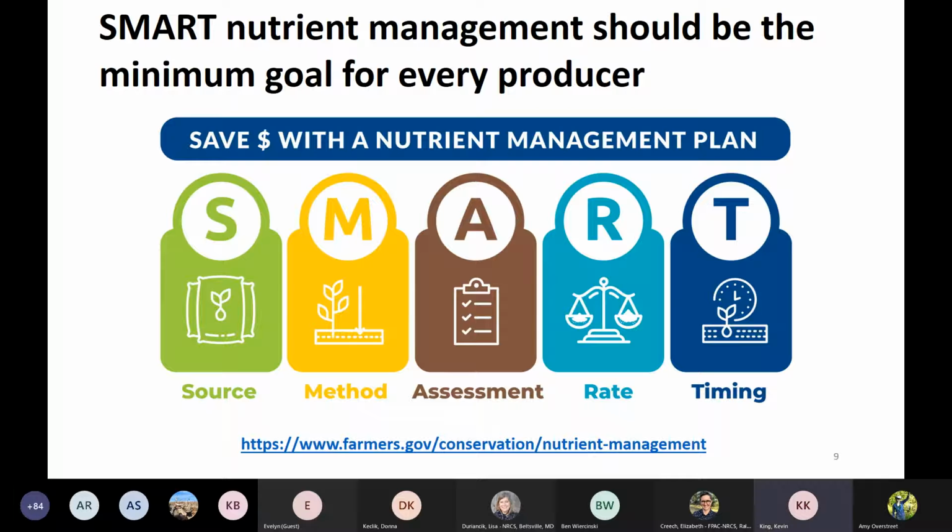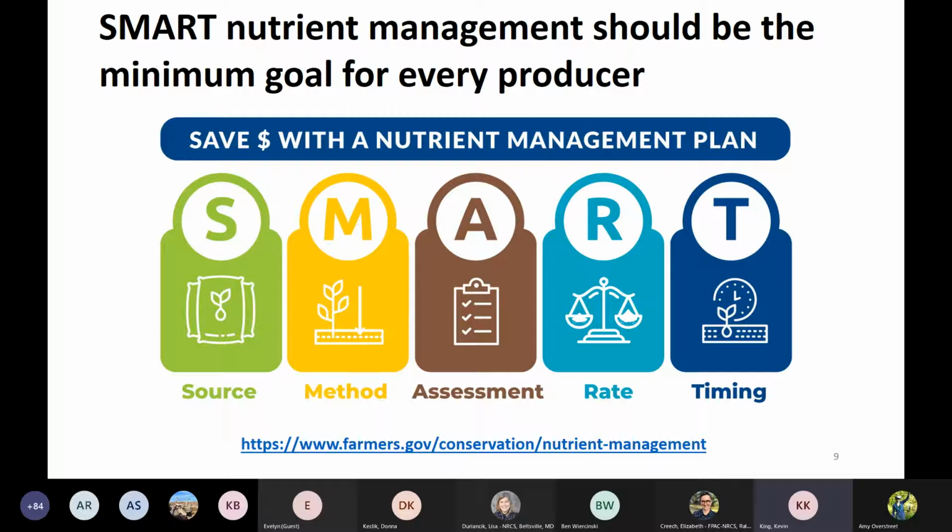Similarly, NRCS recently released the SMART initiative, the Source, Method, Assessment, Rate, and Timing, which is founded upon the same science and core principles of the 4R initiative, with the addition of an assessment component. Most of this is also housed in the NRCS 590 standard for nutrient management.